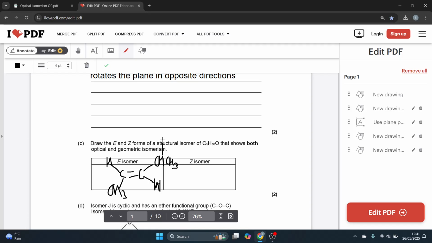CH3, OH. With the Z isomer, they're on the same side, so I can just put two hydrogens here on the same side. With this one, they were opposing each other, and then I'll just finish it off again. So CH3 here, CH3, OH.